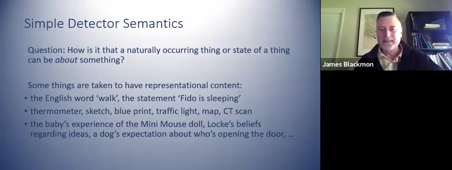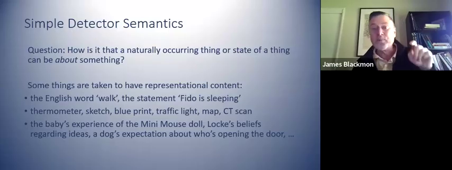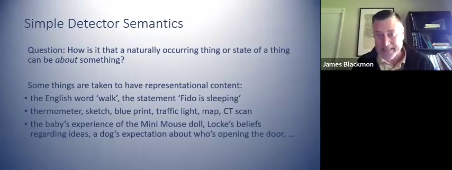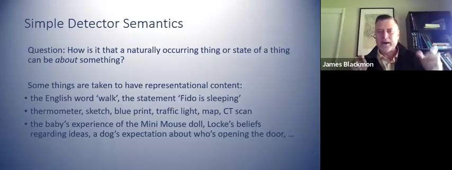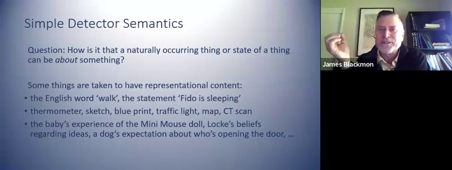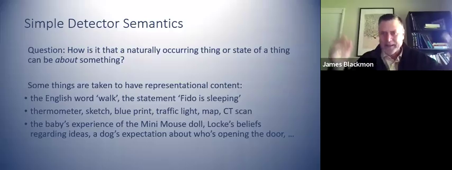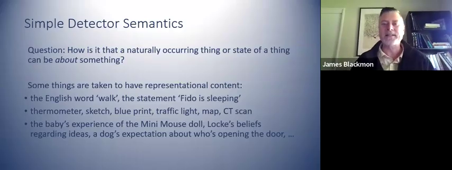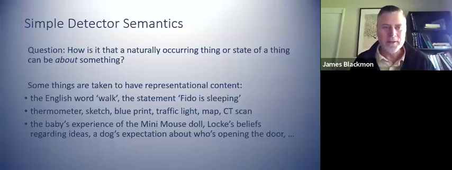And then you have statements like Fido is sleeping. That's trivial. Those things are about other things. And the thermometer or the sketch that you draw or a blueprint, which is about something that might not yet exist, right? That you can have aboutness in all these cases. And the traffic light is about what you ought to do, what you're legally required to do. And the map is about a city, and the CT scan is about conditions that hold of your brain, right?